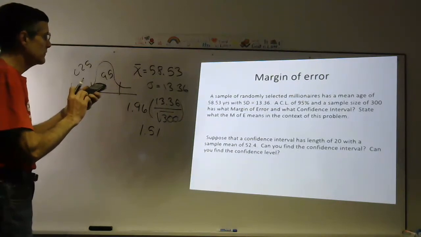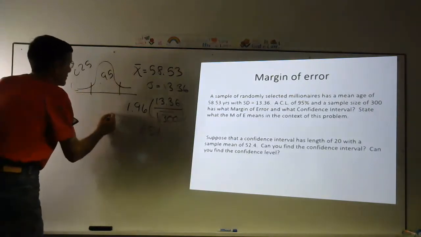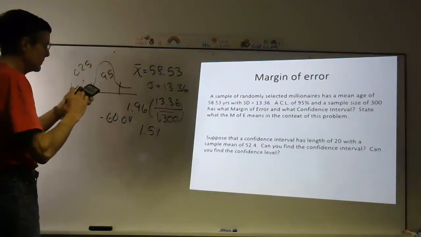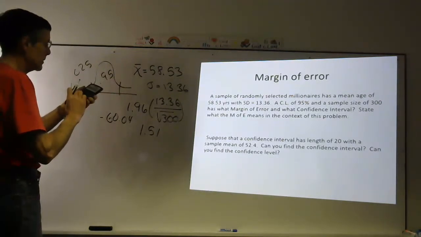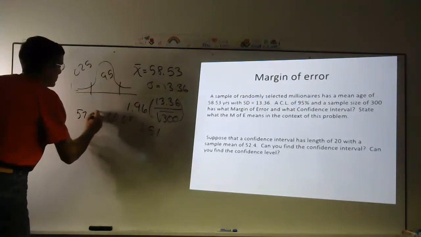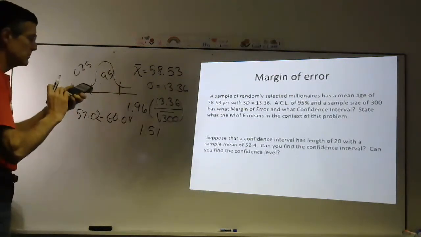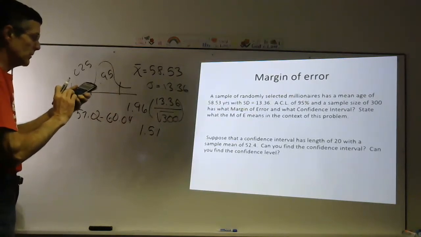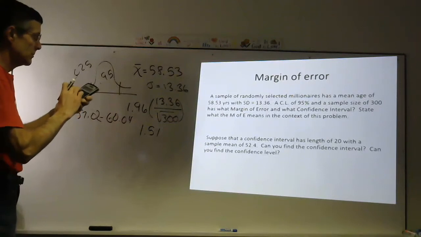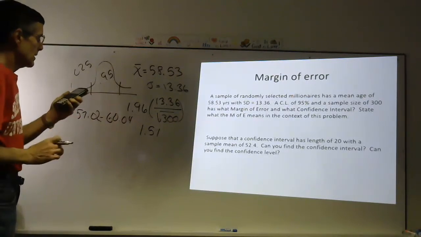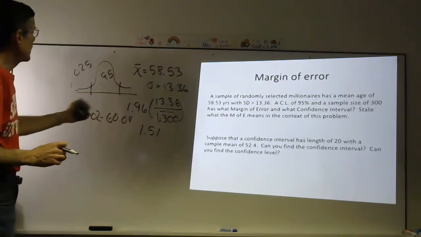So 58.53 plus 1.51 is 60.04, and 58.53 minus 1.51 is 57.02. Let me double check that. 1.96 times 13.36 divided by the square root of 300. Yeah, 1.51. So we've added and subtracted.